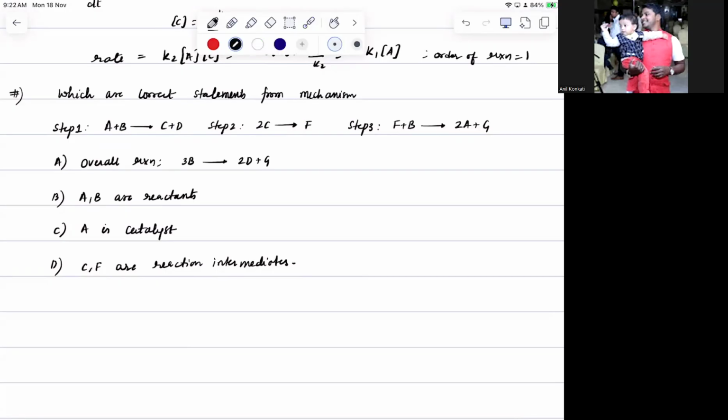First overall reaction, 3B giving 2D and C, that is correct. A and B are reactants is not correct. Reason being, A is getting consumed overall, which means A was initiated but is not a part of the reaction. That is what we call a catalyst. And C and F are reaction intermediates, which is making sense because with the use of reactant, you're gaining an intermediate out of that. So C and F are intermediates, while A is a catalyst here. Okay. So I hope all of you understood how the questions are framed here.